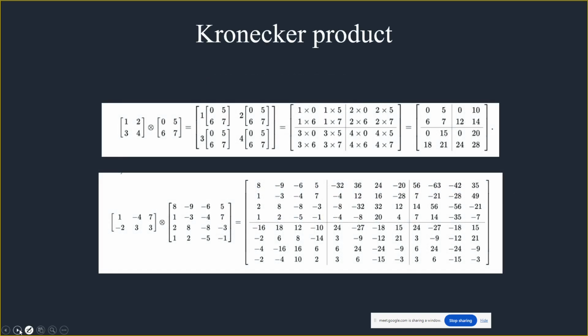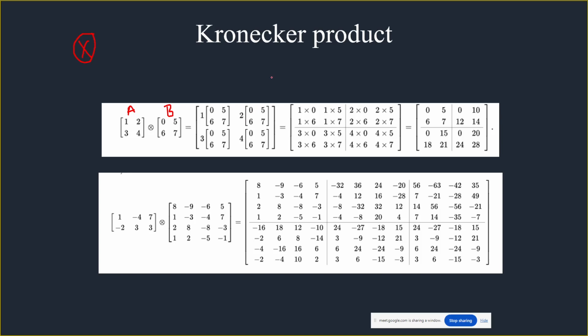Now, if we look at a picture of what the Kronecker product looks like, here we have two matrices. Let's assume this is matrix A and this is matrix B. In matrix A, we have four elements 1, 2, 3, 4, and in matrix B, we have four elements 0, 5, 6, 7. The sign of the Kronecker product is the multiplication sign in a circle. When you use this sign, it means you are finding the Kronecker product of these two matrices.